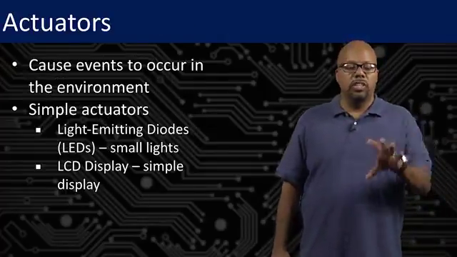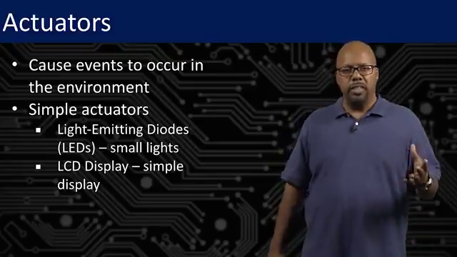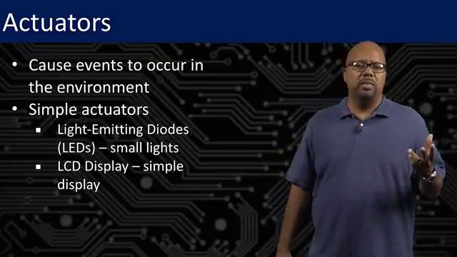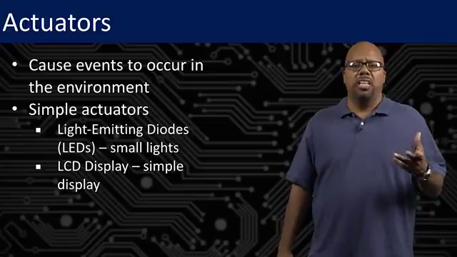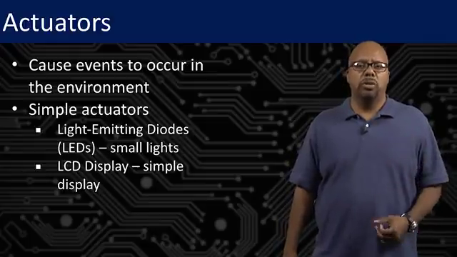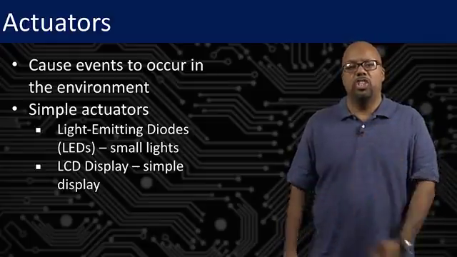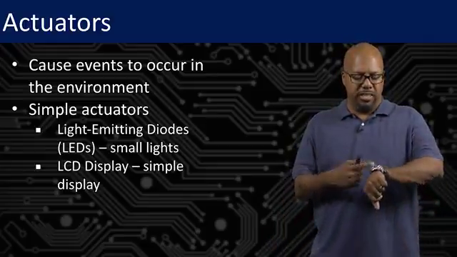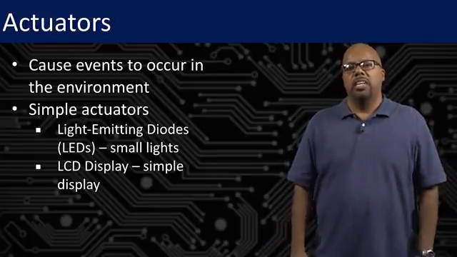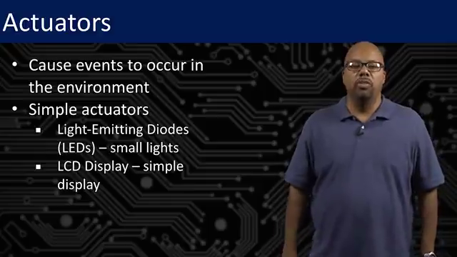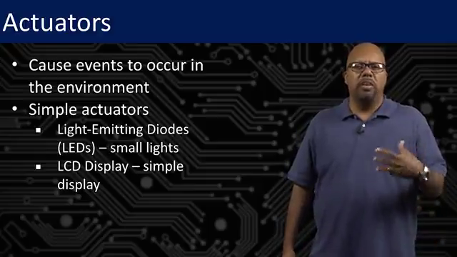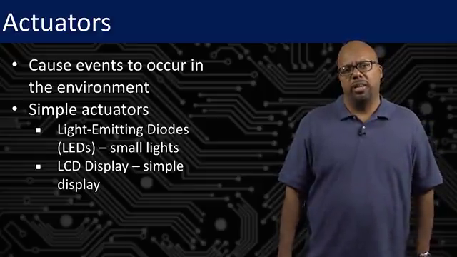Actuators cause events to occur in the environment. There are some simple ones. LEDs, light emitting diodes, turn lights off and on. LCDs, liquid crystal displays, are like what's on my digital watch. You've seen these. They're not backlit, so they're not as bright, but they're low power, and they're useful. You can put numbers on them, something like that. So that's a relatively simple display.